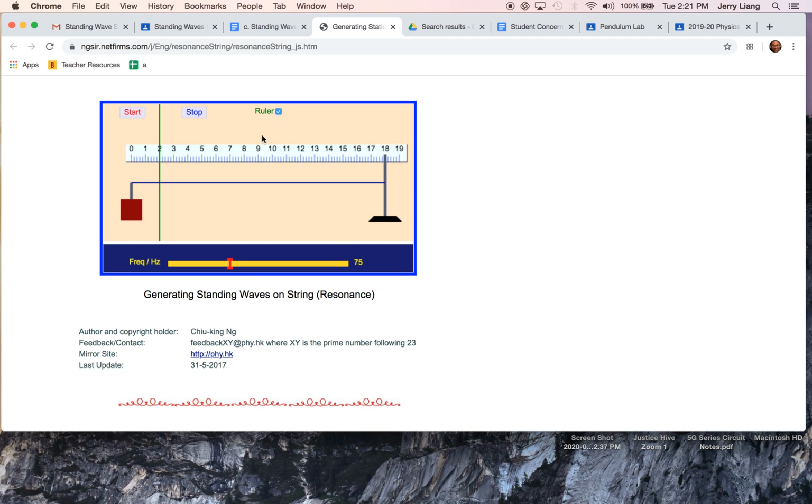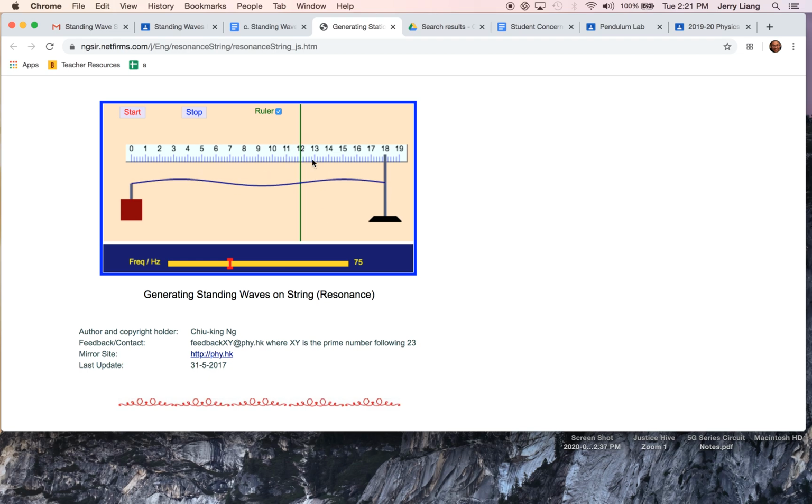Anyways, to do this lab, this is what the simulation was. We're going to set up the ruler right here, and then we're just going to start it. And you can see we have a three harmonic standing wave. I am going to put the ruler right here. Now, actually, to measure the wavelength, you want to put it where you see two of these antinodes. That's one wavelength.